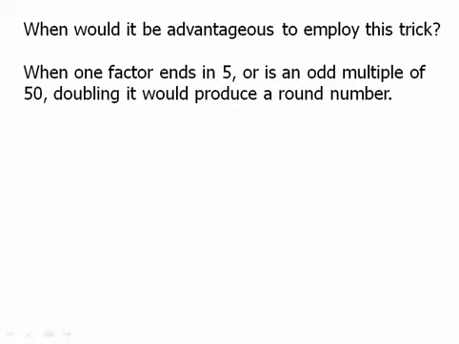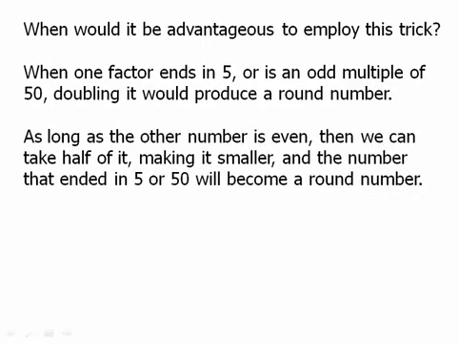Well, if one factor ends in 5 or it ends in 50, doubling it would produce a round number, a nice multiple of 10 or a multiple of 100. Conceivably, you could even have something ending in 500, and then if you doubled it, it would be a multiple of 1,000. So that's what you're looking for, especially when one of the factors ends in 5 or ends in 50. As long as the other number is even, then we can take half of it and make it smaller, and the number that ended in 5 or 50 will become a round number. So then we're multiplying a smaller number times a round number, and it's always considerably easier.